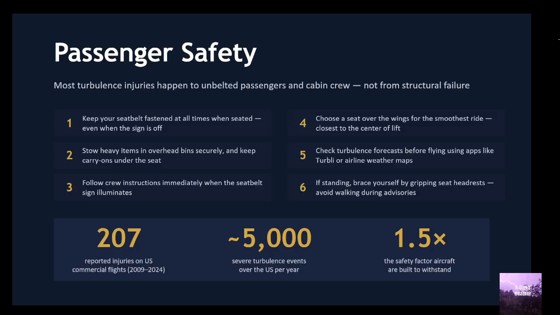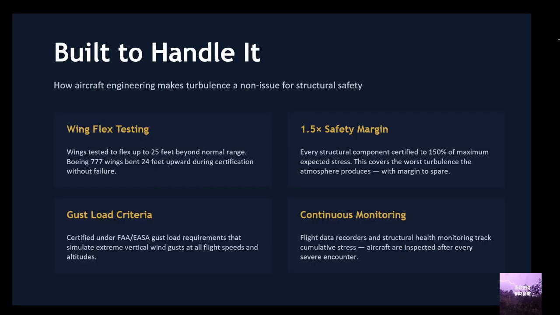5,000 severe turbulence events over the U.S. per year. 1.5 times the safety factor aircraft are built to withstand. Built to handle it. How aircraft engineering makes turbulence a non-issue for structural safety.